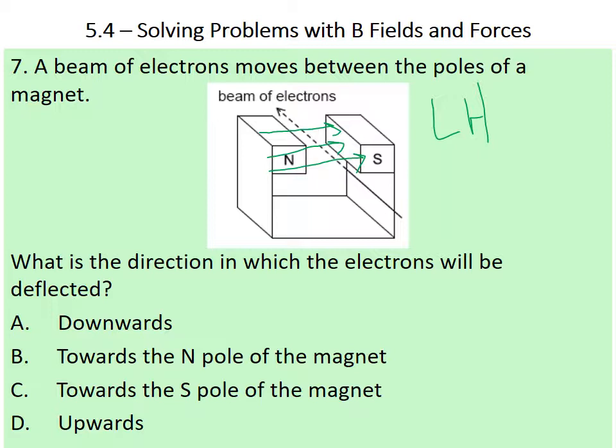Now your thumb is going to point in the direction of the beam of electrons. So fingertips point in the direction of the green arrow. Your thumb on your left hand points in the direction of the red arrow. And the face of your palm points in the direction of the force acting on the electrons. So the direction of this force tells you the direction the electrons are deflected, and if you've done this correctly, you should get the right answer.